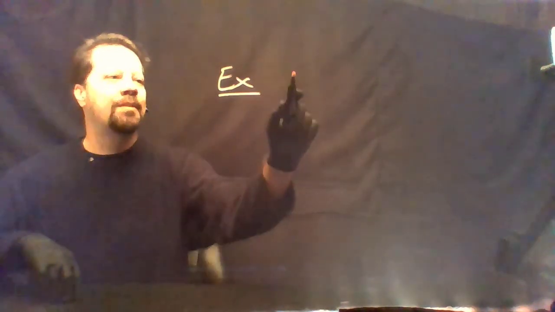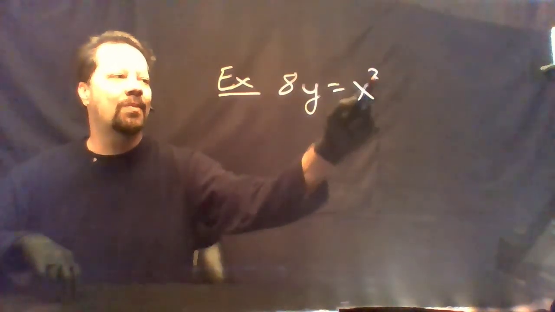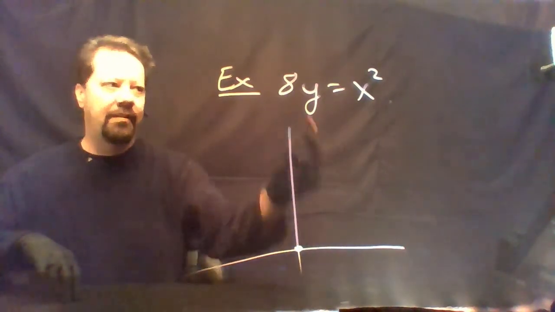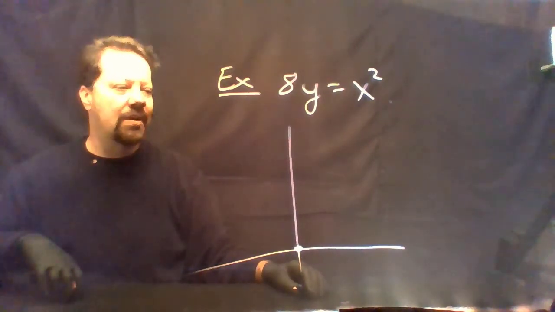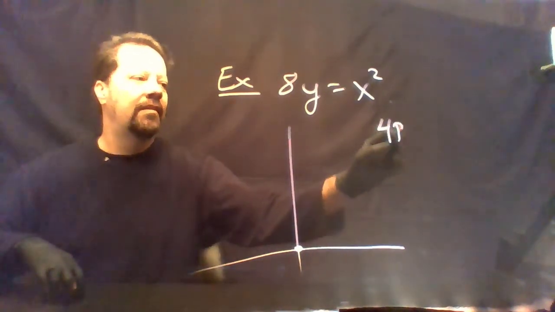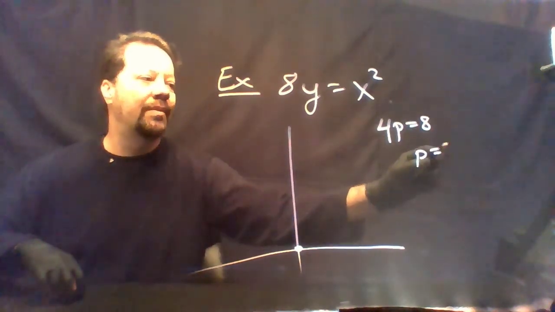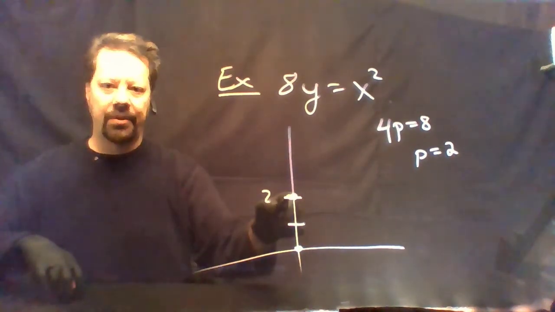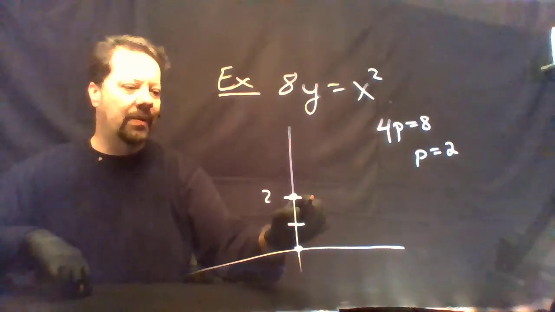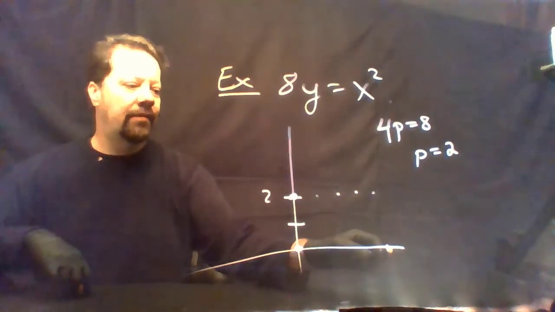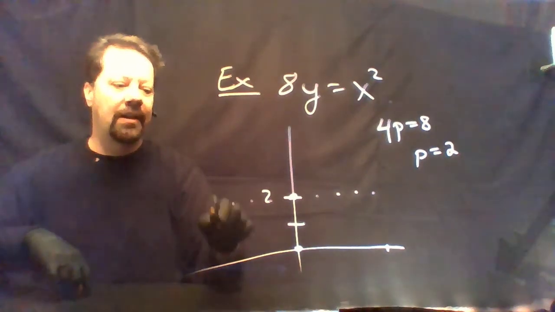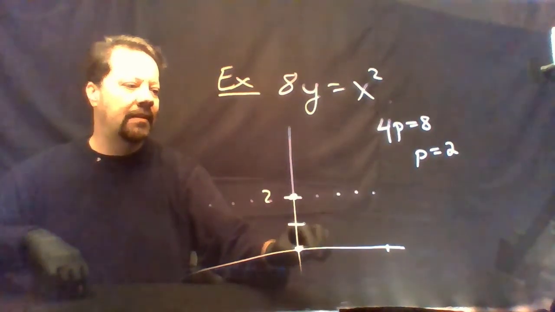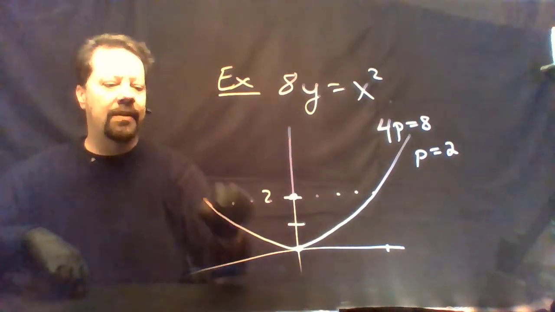Here's an example. Suppose I have 8y equals x squared. The vertex, whenever they're untranslated like this, is at the origin. 4p is 8, which means p is 2. That puts the focus at the point 0, 2. Since 4p is 8, we're going to go 1, 2, 3, 4 units this way, 1, 2, 3, 4 units this way. We have an 8-unit wide latus rectum. That means the curve is going to go like this.